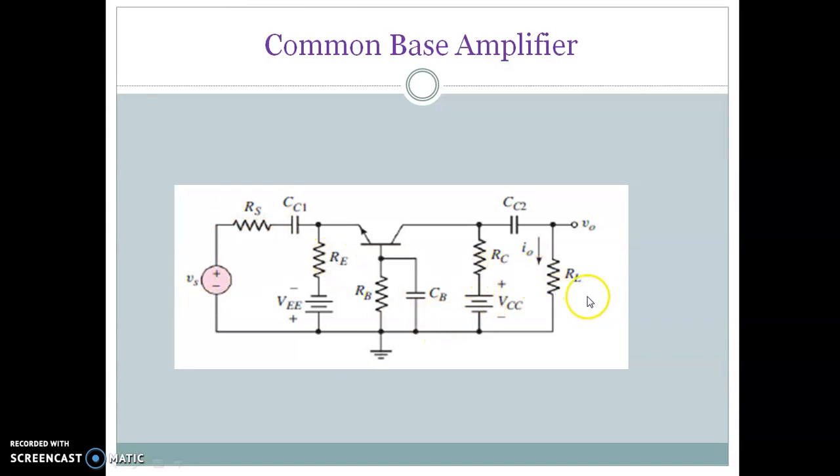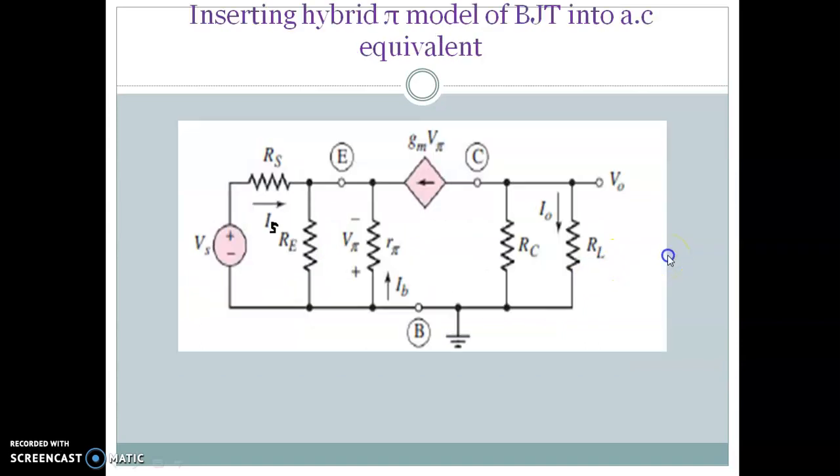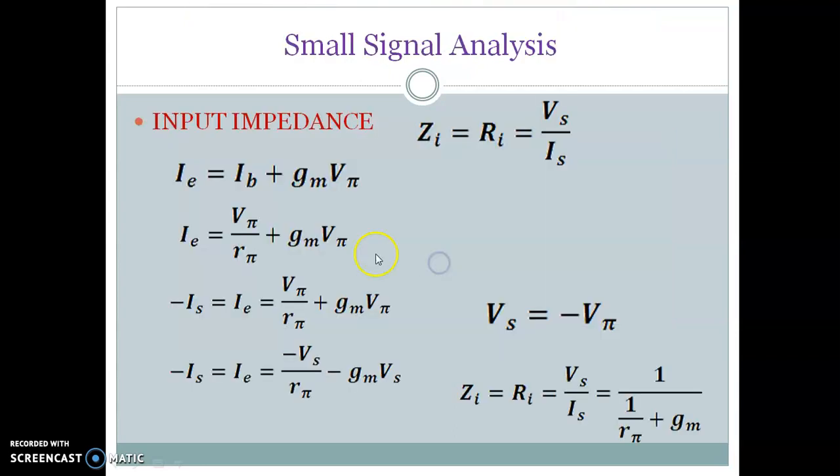Next we'll replace the transistor with a small signal equivalent, and we do the small signal analysis. So I have replaced the transistor with its small signal equivalent, R pi and GM V pi. The rest I retain as such, which is given in the bias. First, we'll compute the input impedance.